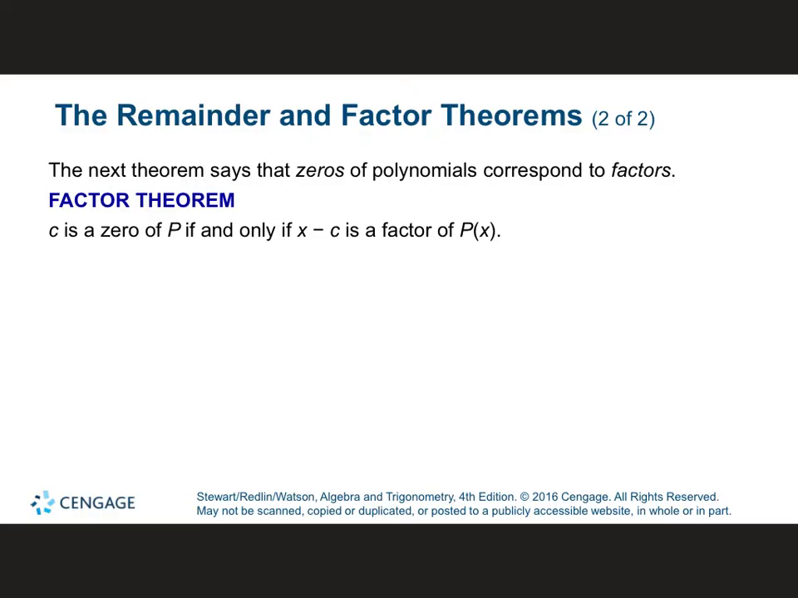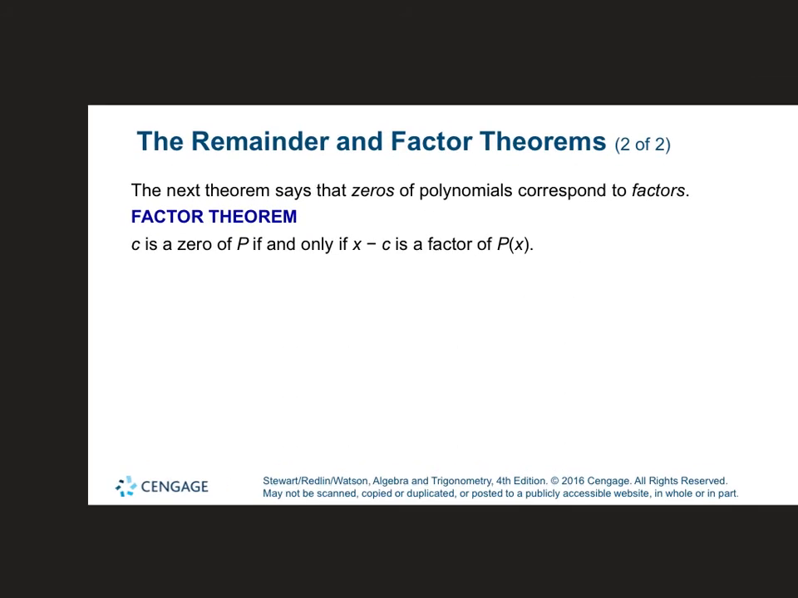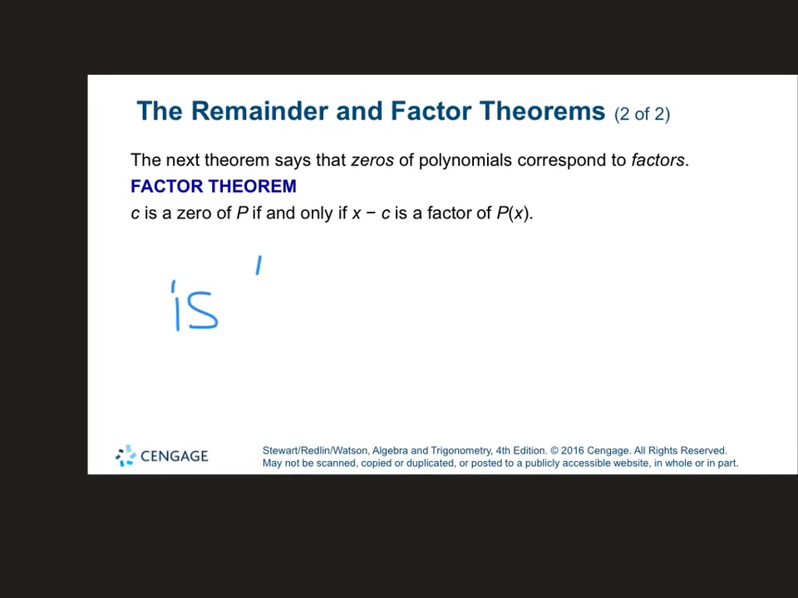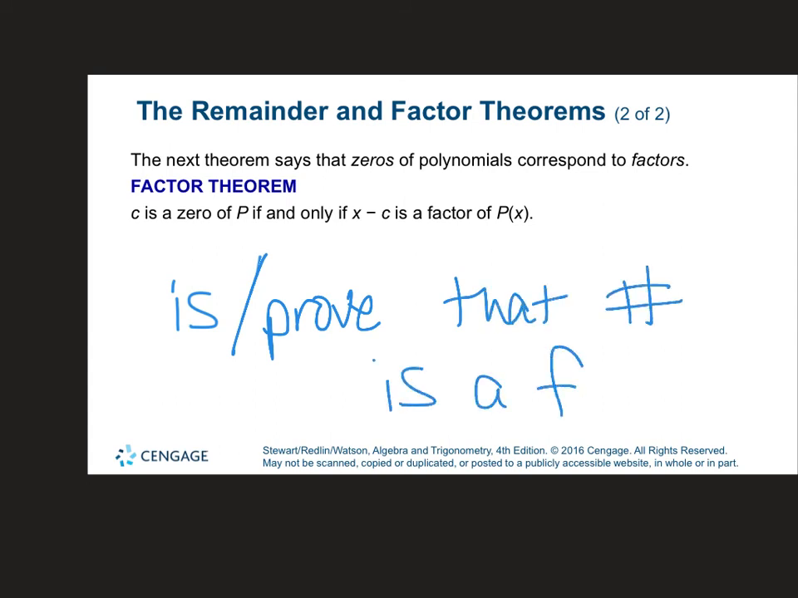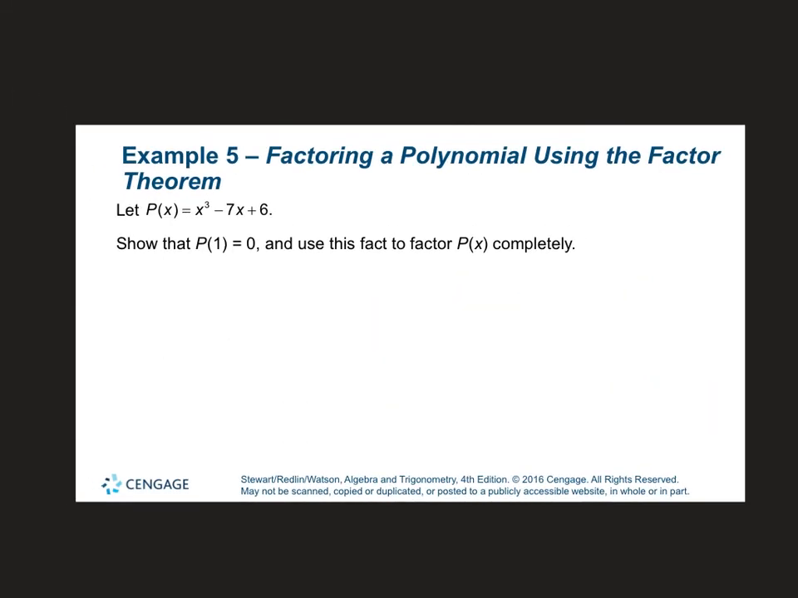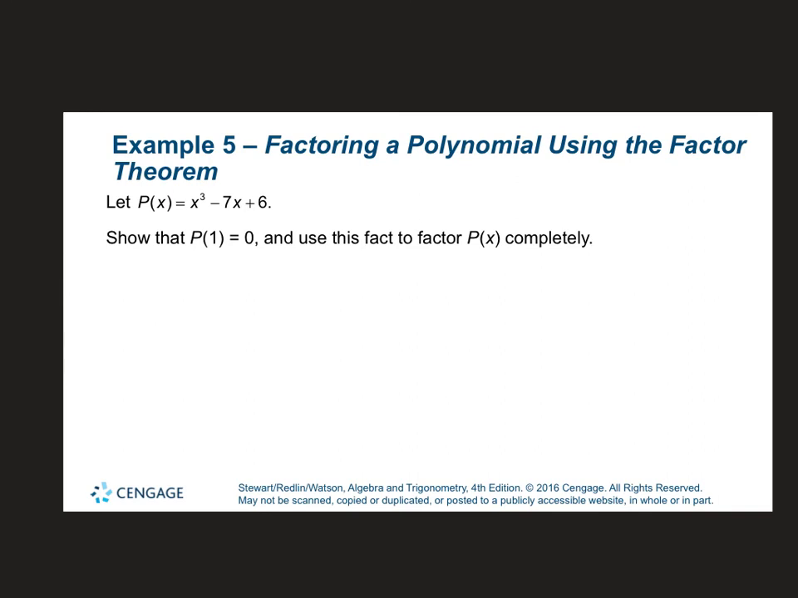We okay? All right. When they talk about the factor theorem, you guys are going to have questions on WebAssign, and it'll say is or prove that a number is a factor. The way that you prove it's a factor is this. They're telling me to show that P of 1 is 0. What that means is put the 1 in the corner.